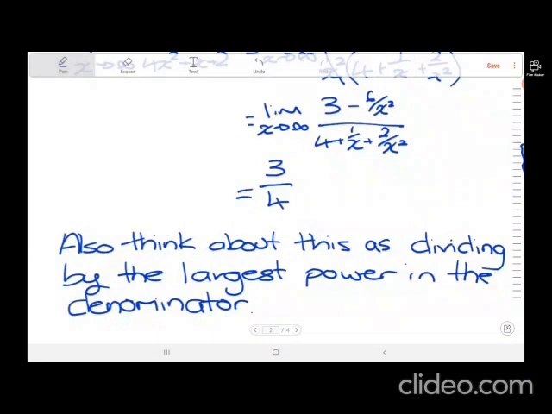So in this case, we divided every term in the fraction by x squared because x squared was the largest power that appeared in the polynomial that was in the denominator.